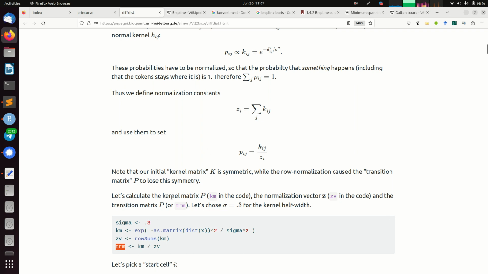And here I was slightly inconsistent in the code. I called it trim for transition matrix. In my formula, I called it P for matrix of probabilities. Sorry about that. Also keep in mind that we have this vector z, which are the row sums by which we've divided. We will need that later because it will strangely turn up at all kinds of places.